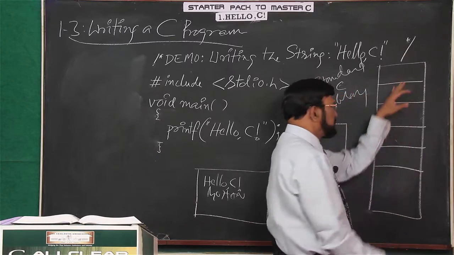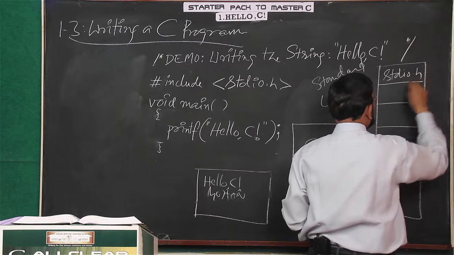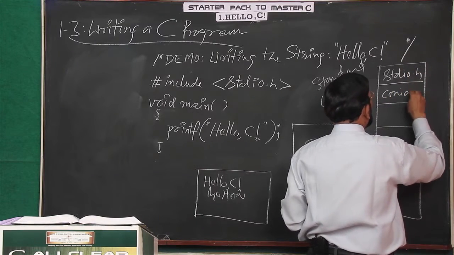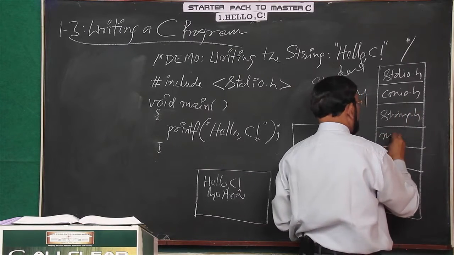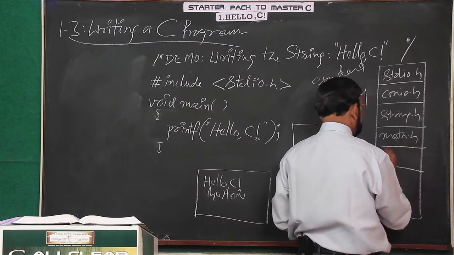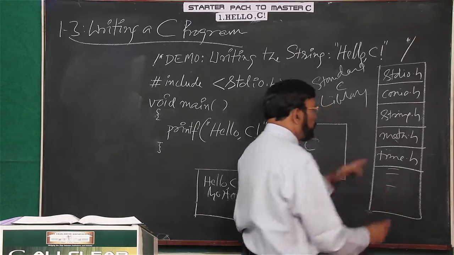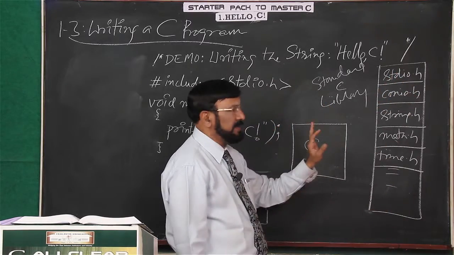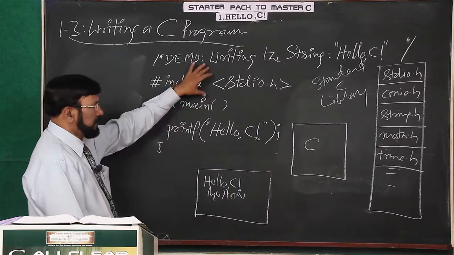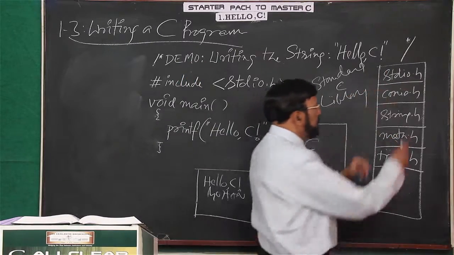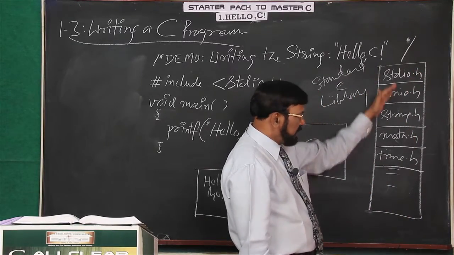Each shelf is named stdio.h, conio.h, string.h, math.h, time.h. Like that, around 20 header files they created. Why are they called header files? At the head of the program they write them, and the character H indicates header file. Now you see, these are different shelves.